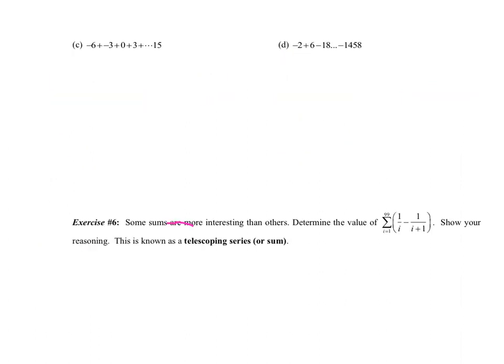Okay, on the next page, I'm going to move a little faster with C and D. It's the same thing. So if you don't want me to move faster, I suggest pausing this and trying it on your own. For C, I know that it's an arithmetic sequence. The common difference is I'm adding 3 each time.